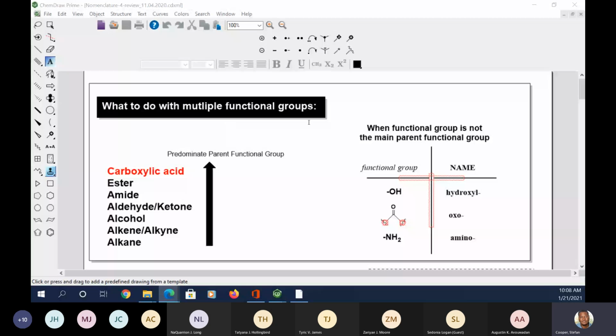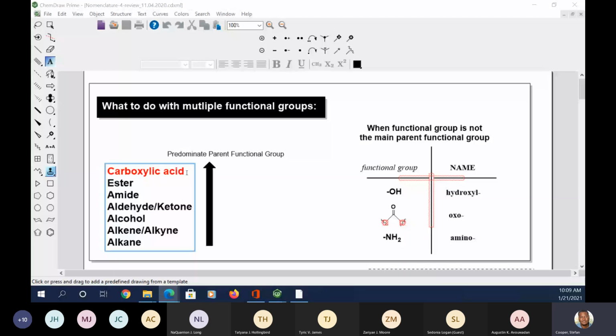Let's say you have an alcohol and a carboxylic acid, or you have an alcohol and an amide, or a carboxylic acid and a ketone, right? What happens, all right? There is a hierarchy of functional groups. Again, because we know that we have to end with some functional group ending, there is a functional group that predominates all the others, if that makes any sense. And typically the carboxylic acid wins. So the carboxylic acid ending will always predominate if there's any other functional group.